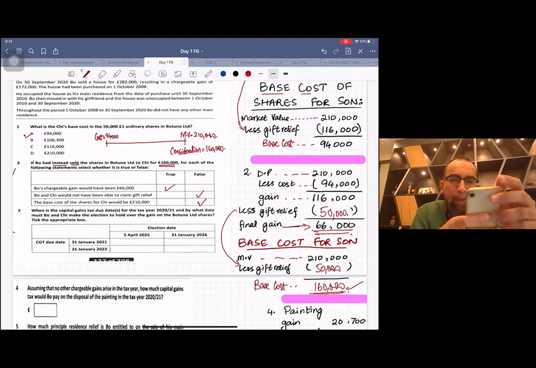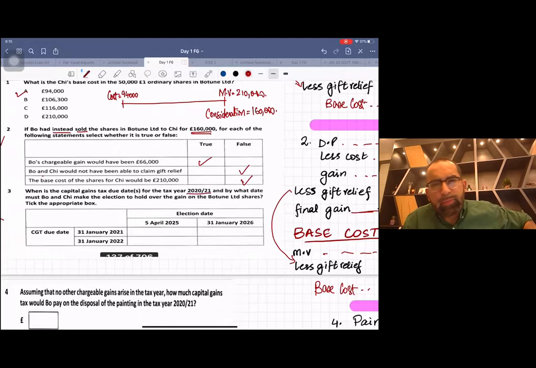Have a look. Please don't lose the confidence. Now, next, when is the capital gains tax due date for tax year 2021? It's very simple. You have studied the self-assessment chapter and still you know this. Now you are at the end of the paper, time is very near. CGT is always paid through a balancing payment. So for the 2021 fiscal year, the CGT due date is 31st January 2022.